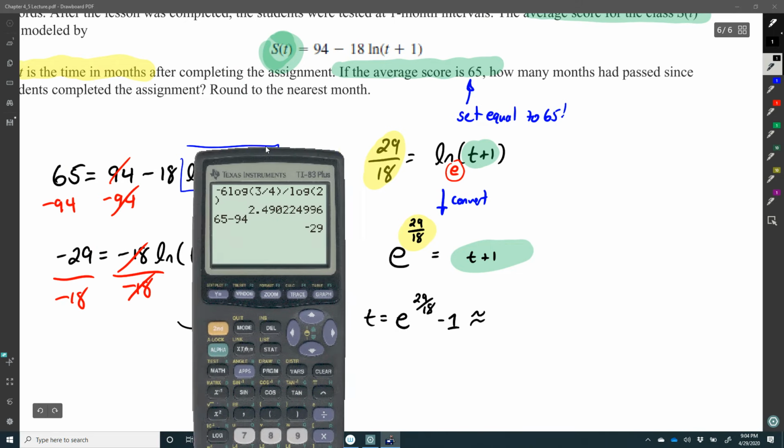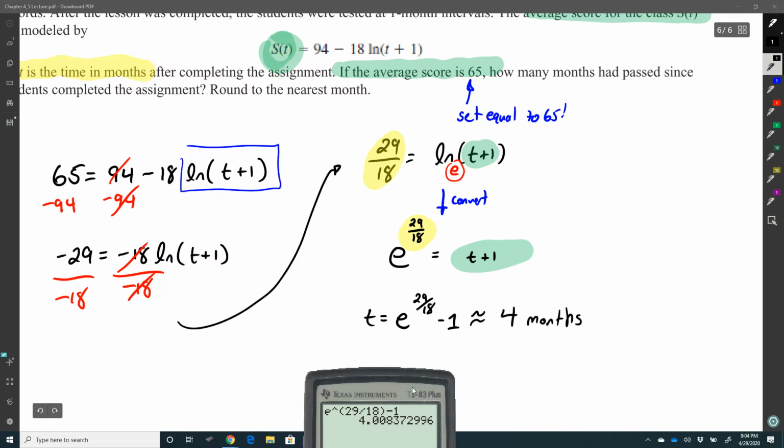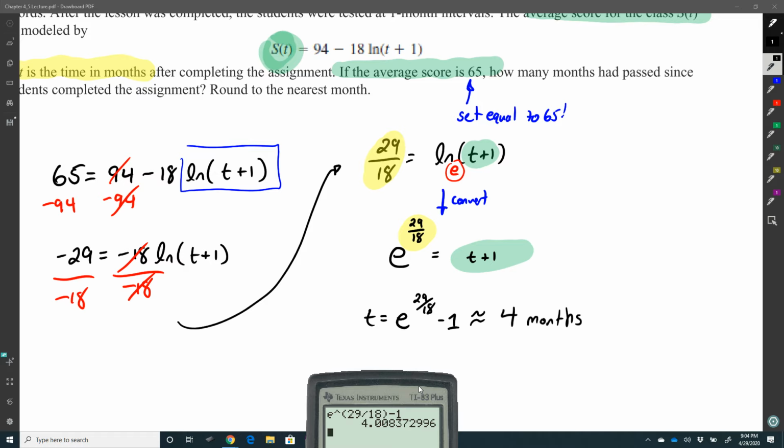And round to the nearest month. So they want me to round to the nearest whole number. So e to the 29 over 18 minus 1. So notice that's almost an exact 4. So if you were taught a topic in January, and I tested you over that topic in April, then it's been a long time since you learned it, so the grade would be a 65. The more time goes by, the lower the score.